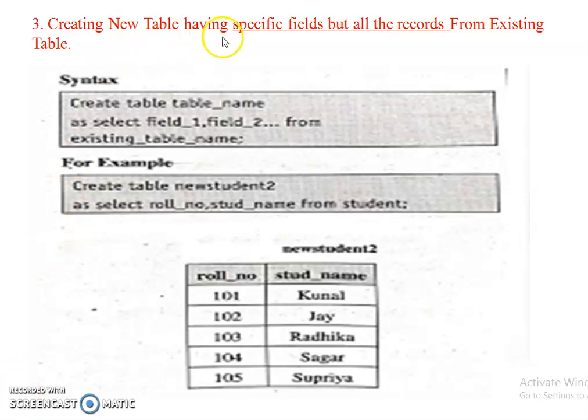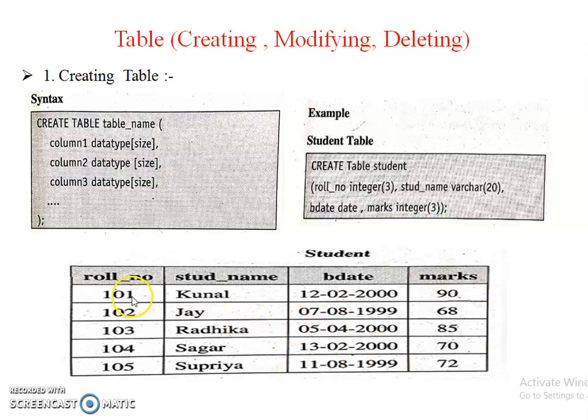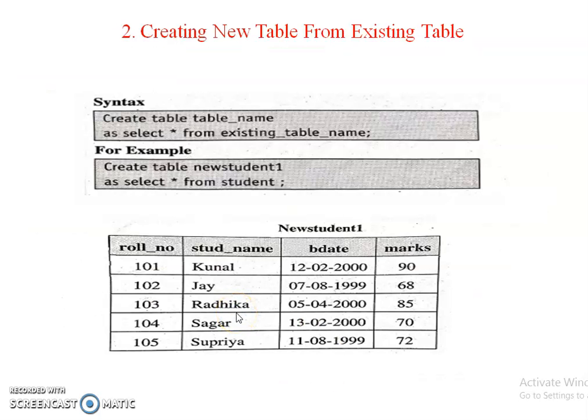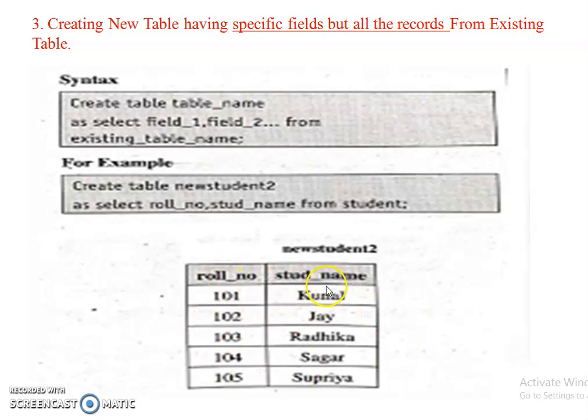Now we discuss creating new table having specific fields but all the records from existing table. The syntax is create table, table name, as select field 1, field 2 from existing table name. So for example, create table new student 2 as select roll number, student name from student. See here, from this table we select roll number and student name. So the output is roll number and student name. It means new table is created, that is new student 2.